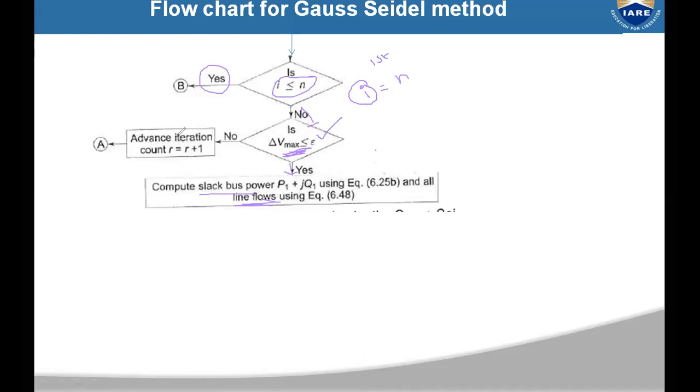So like this you will do the load flow calculations by using the Gauss-Seidel method. With this, the algorithm flowchart for the Gauss-Seidel method is over. Now in the next class we will discuss the problems. Till now, do you have any doubts?